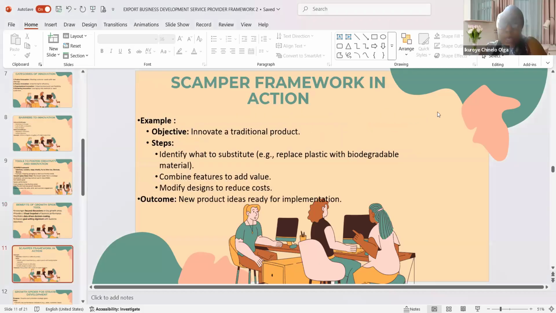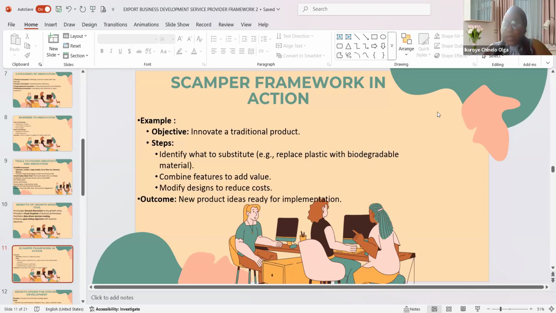So the Scamper framework in action, the objective: you need to innovate a traditional product. You need to start by substituting a component. That's what I mean by innovate a traditional product. You need to start by substituting a component, maybe replace plastic with sustainable alternatives, or combine features to add value to your products, like reusable functions. So you need to ask yourself, if I use this, is it giving me extra costs?